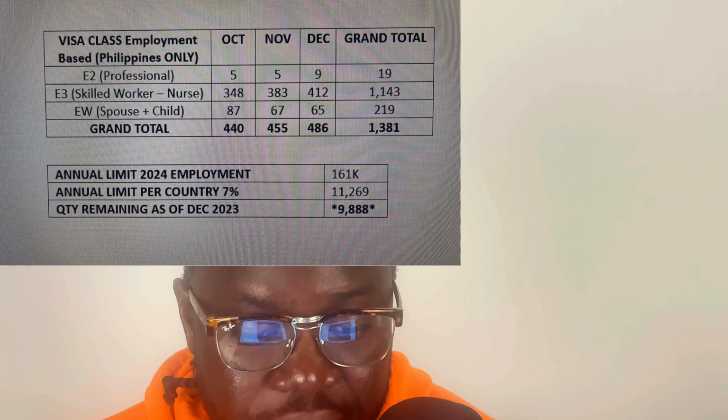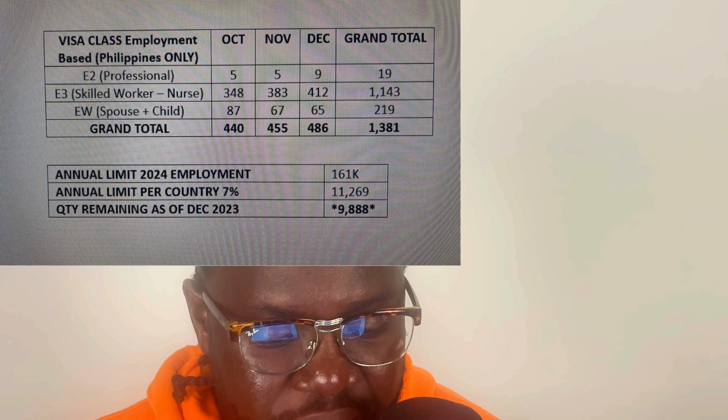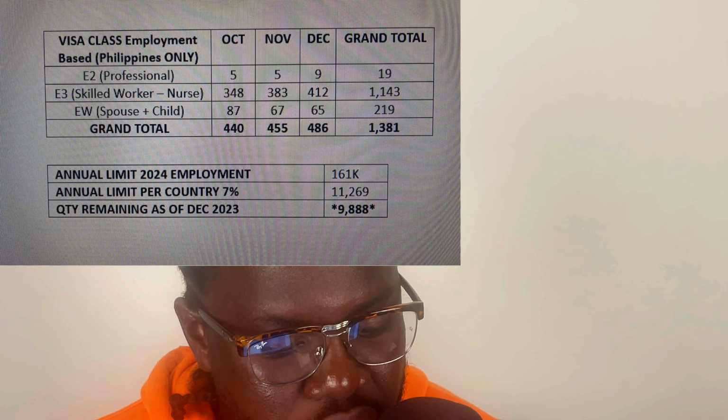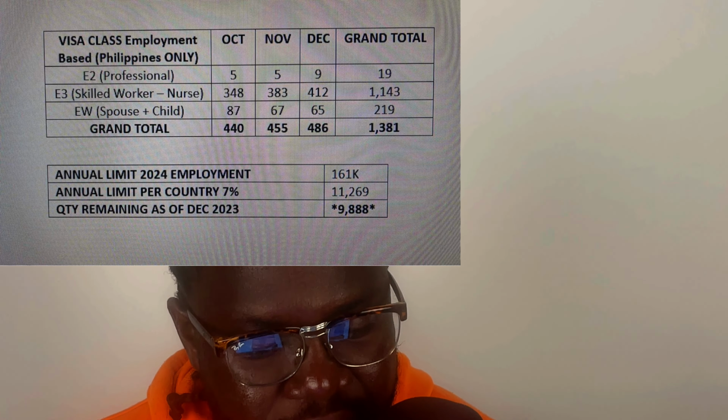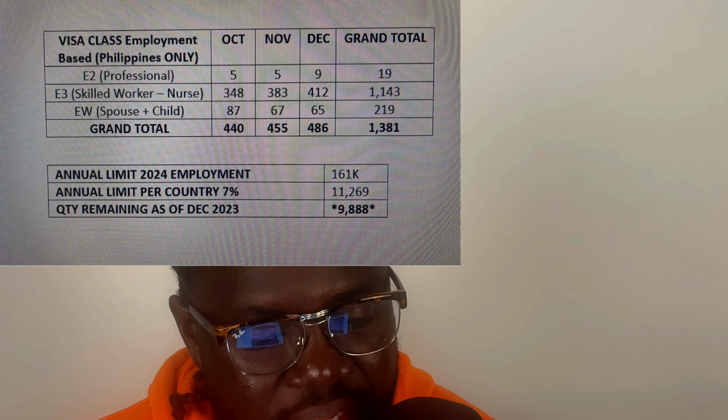Now, when you come to the EB3, that's a skilled worker, an example they've given is a nurse. In October, they issued 348 visas. In November, they issued 383 visas. And then in December, they issued 412 visas. A grand total of 1,143 EB3 visas issued between October to December.